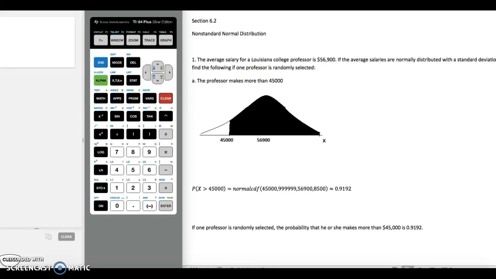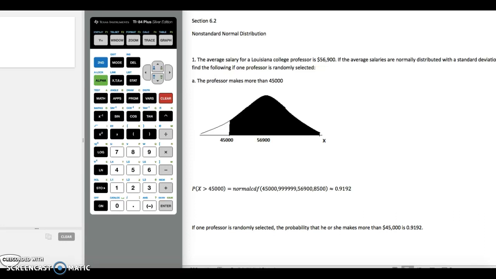This is a video demonstrating how to use the TI-84 Plus Silver Edition calculator to calculate probabilities and x-values dealing with the non-standard normal distribution. In section 6.2, we discuss applications of normal distribution. In 6.1, we dealt with standard normal distributions.